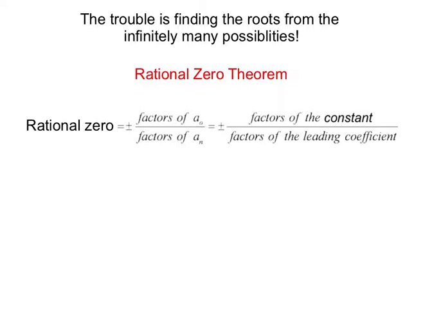Now the trouble with this is you have to find a zero that works. And there are infinitely many possibilities. So there is something called the rational zero theorem. And what that says is that any potential rational root has to be in the form of one of the factors of the constant divided by the factors of the leading coefficient.